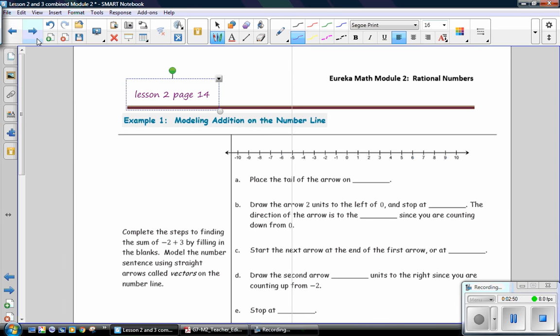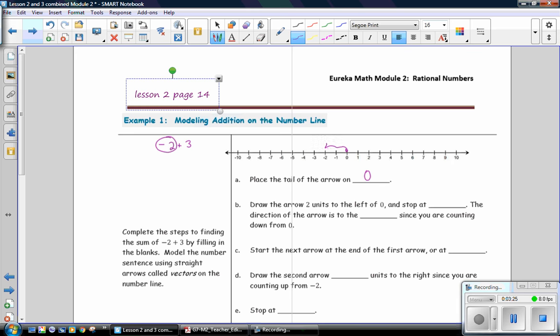Example 1. Complete the steps by finding the sum of -2 plus 3 by filling in the blanks. Model the number sentence using straight arrows called vectors on the number line. So our equation is -2 plus 3. Place the tail of the arrow on 0. We learned in a previous lesson that you always begin at 0 for addition problems. Draw the arrow 2 units to the left of 0. We're going to the left because it is a negative number.